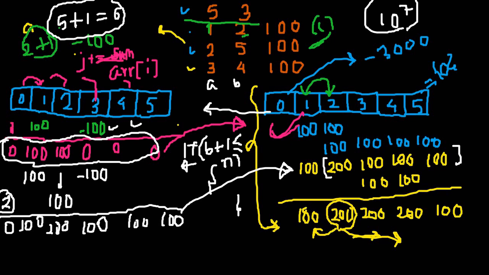Okay, so let's go with the third and last case. This was our value. In the last case we will be adding value 100 at the third index. So at the third index, I'll add 100 here, and this will become 200.